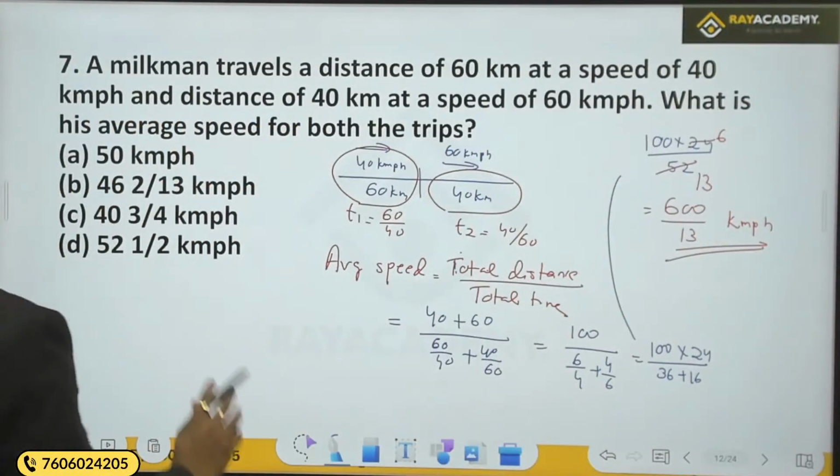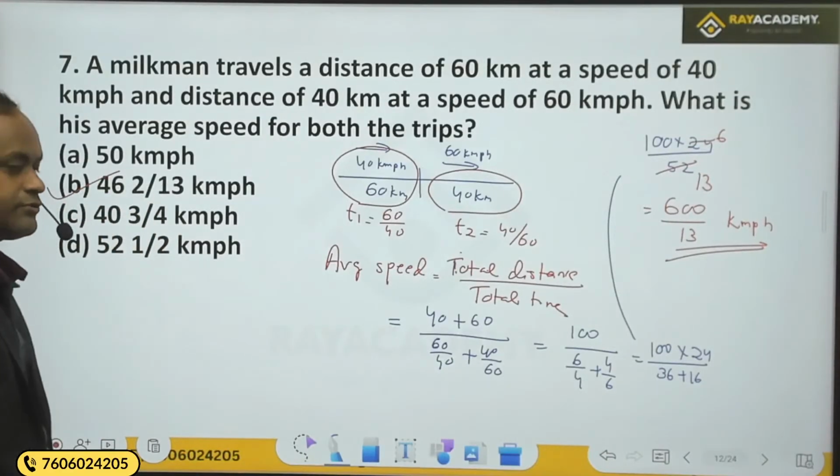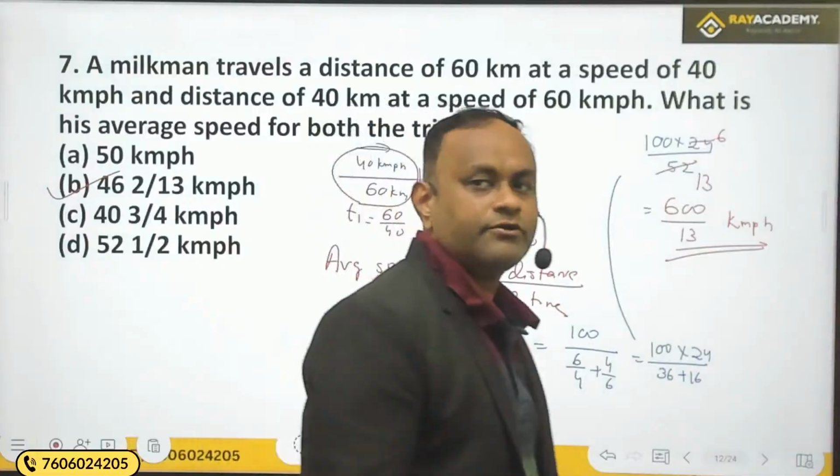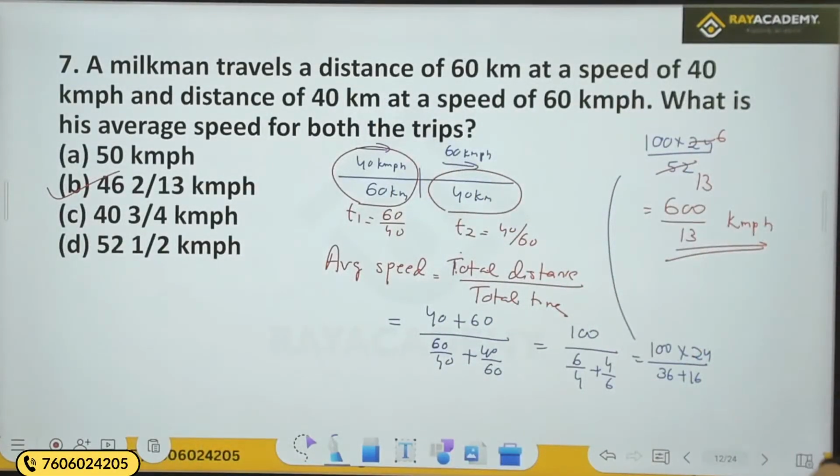Denominator 13, only one option has it. So there is no need to do the calculation. You can directly go for B, because the denominator 13 is in option B. Average speed, the simple formula that you need to remember, is total distance divided by the total time.